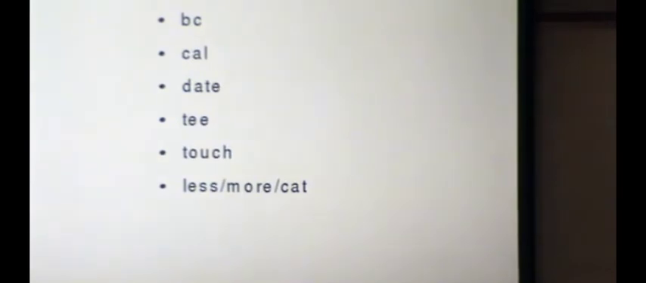Date gives you the date and the time. Touch does one of two things. Touch, you give it a file name. If the file does not exist, it creates an empty file with that name. If the file does exist, then it modifies the creation time of the file to the moment when it executes the touch.